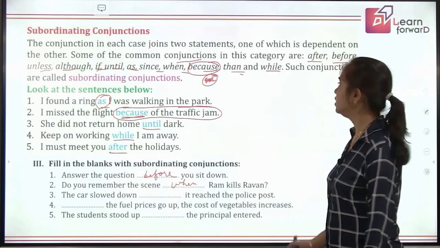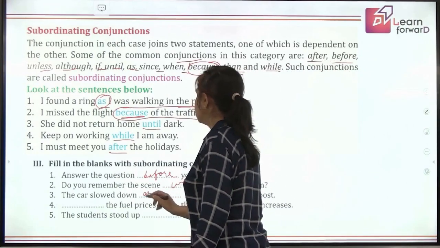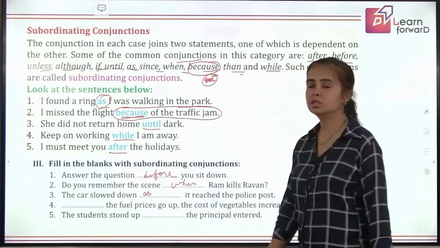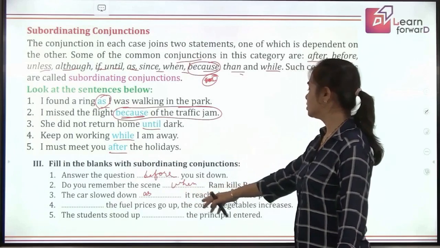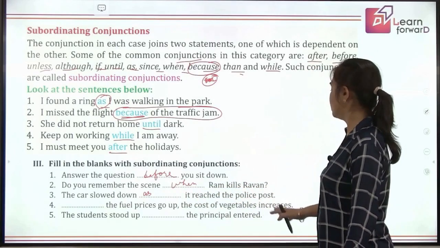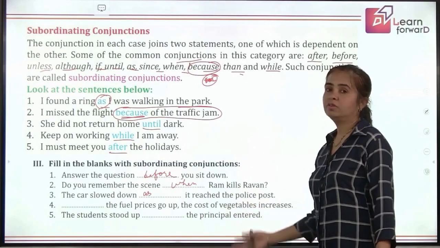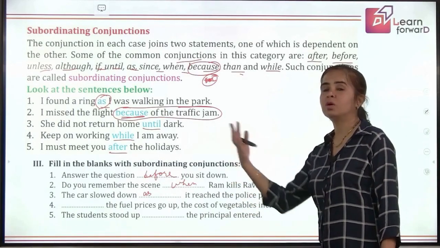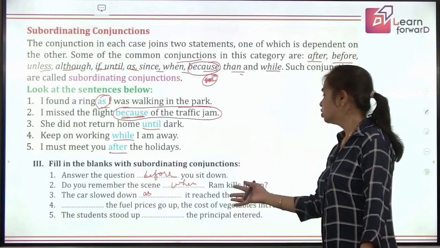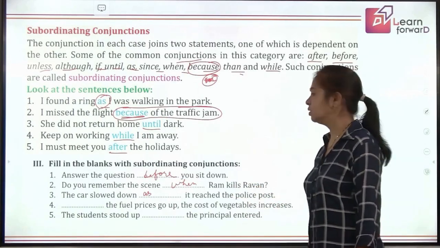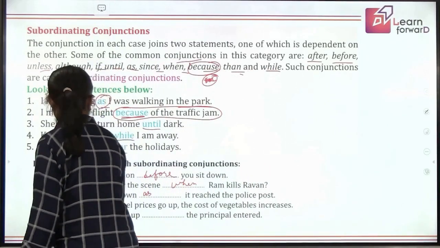Next, the car slowed down dash it reached the police post. When it reached the police post, or you can also say as it reached the police post, so it slowed down. Dash the fuel prices go up, the cost of vegetables increases. It is one of the conditions. The fuel prices go up, the cost of bringing, carriage, transport increases. So the cost of vegetables also increases. So we can say here when, or we can say while.